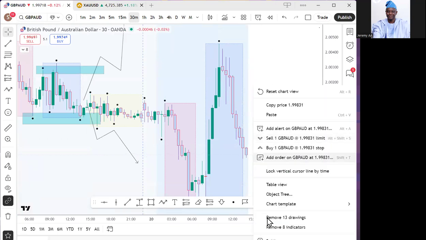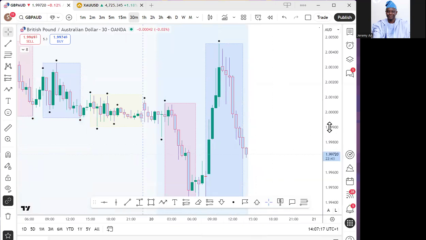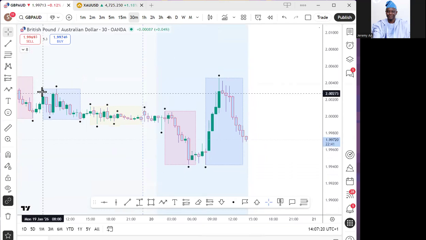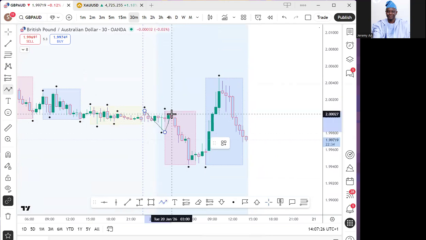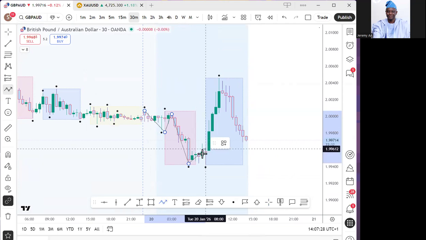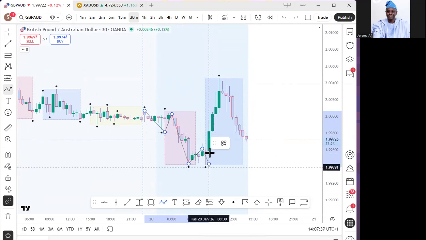Let's look at the next pair. Pound Aussie. What is pound Aussie doing? Let's remove all those lines. Wow. So pound Aussie, actually in the morning, we were thinking it might give us a nice market structure shift, which it did. So came up here, came back down, then broke this structure here, broke this smaller structure here. So on this big candle here, you have a rejection candle.